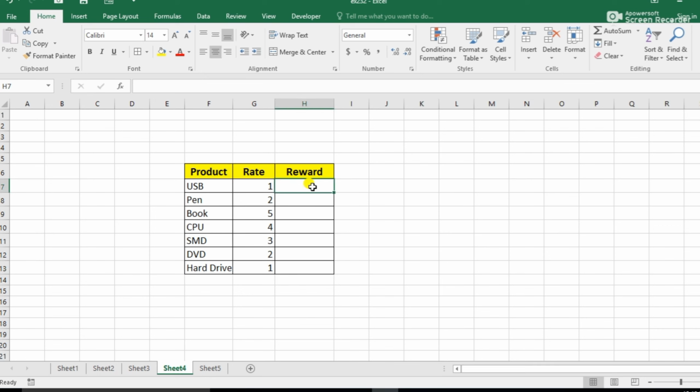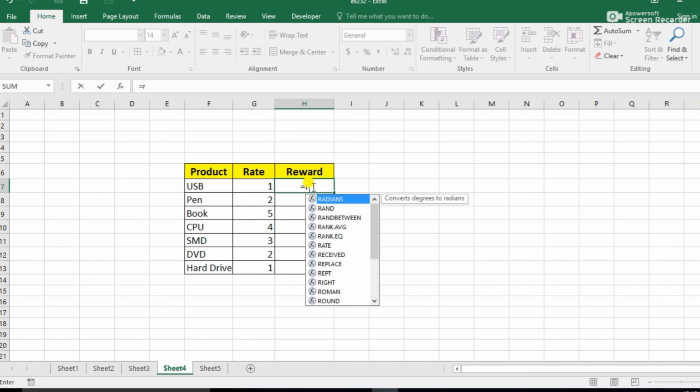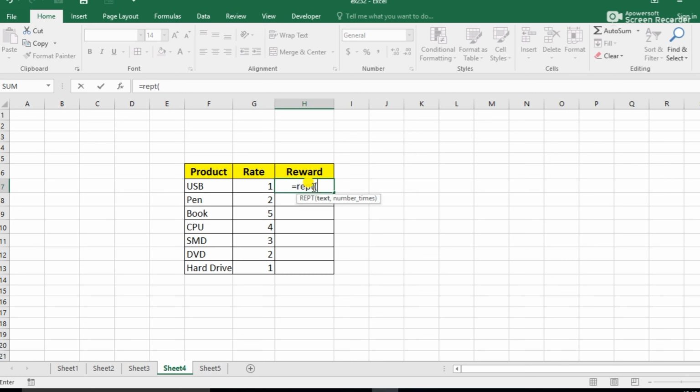So I have written code equal, bracket, quotation, and here we can press Alt plus 1 on the right side of the keyboard, and quotation close, comma, and select the cell, and bracket close, and enter. Here we can see that one emoji is added, so we can apply this formula in all cells.